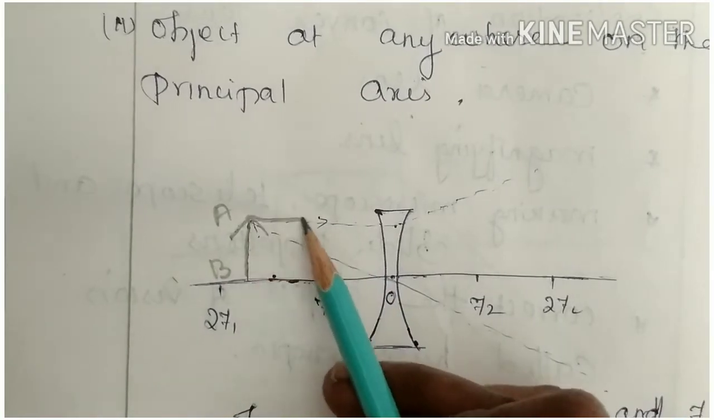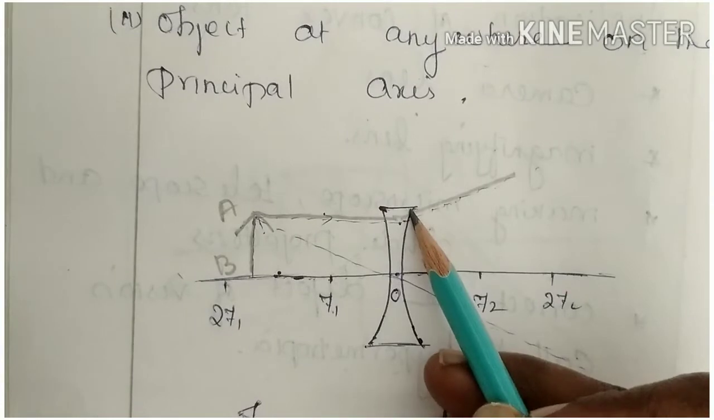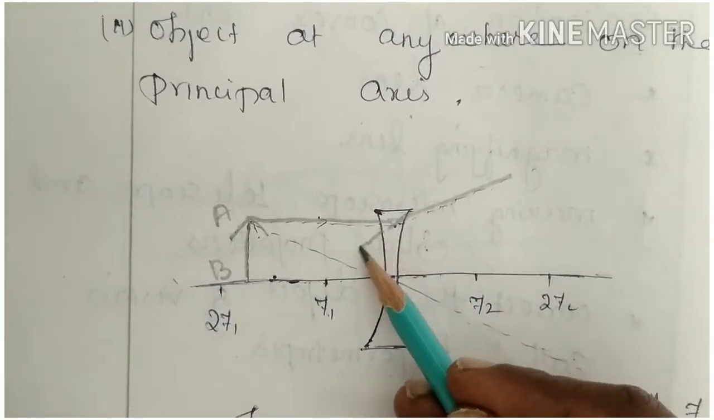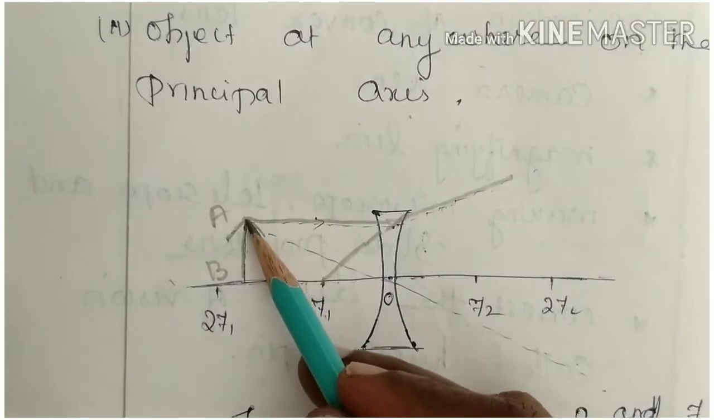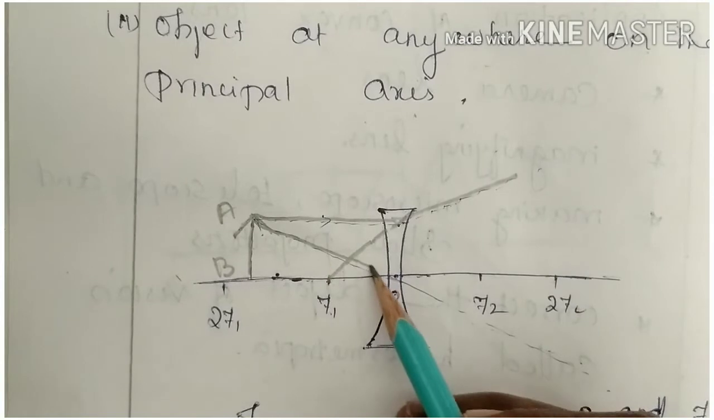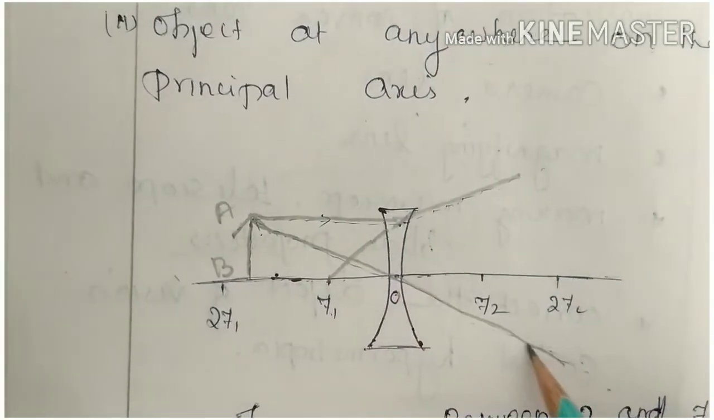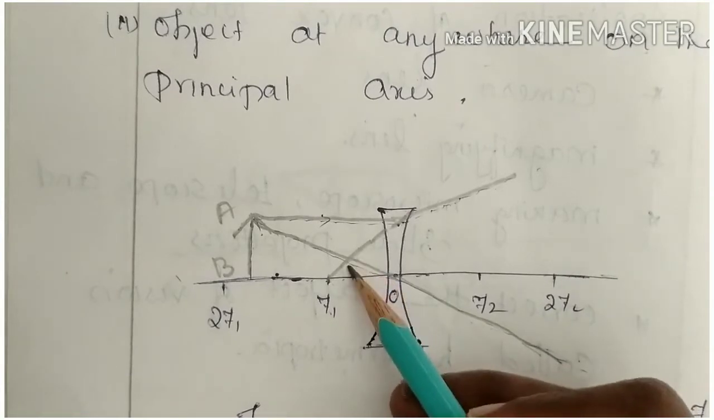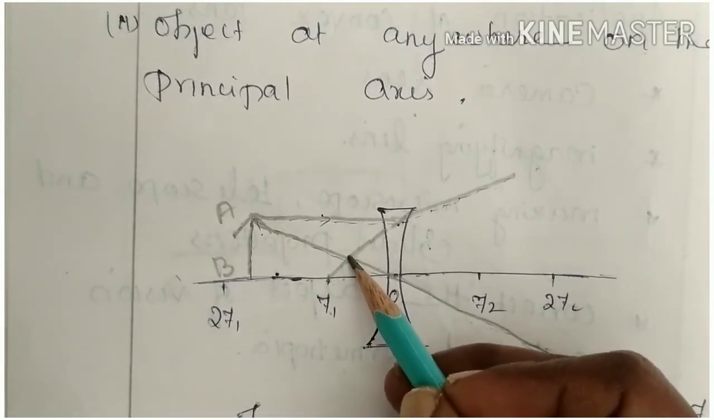See, first the parallel ray, according to the rule, this is the refracted ray. After that it will diverge back and appear to meet the principal focus. Then the light ray from the object passing through the optic center goes straight without any deviation. These two refracted rays meet at this particular point, so here only the image is formed.